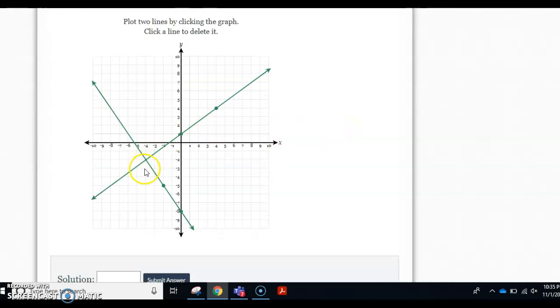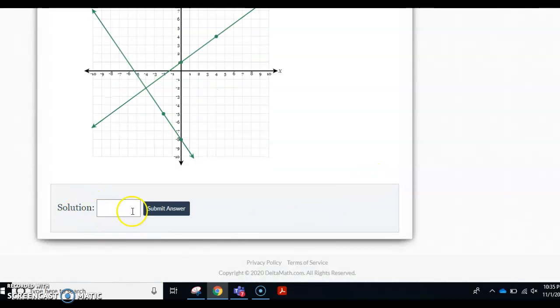And then there you can see that the intersection is here at -4, -2. And then that's where you'll scroll down here and you'll put in your answer in parentheses and hit submit.